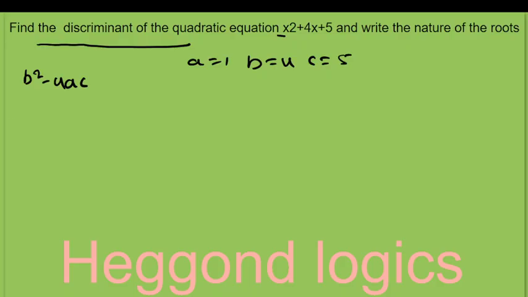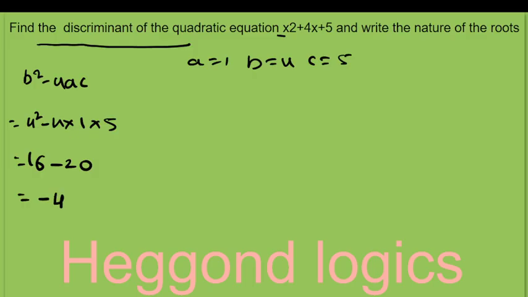Put the a, b, c values in this discriminant formula. b is 4, 4 square minus 4 into 1 into c value 5. That is equal to 4 square is 16, 4 into 5 is 20. Then that is equal to 16 minus 20, which is minus 4.